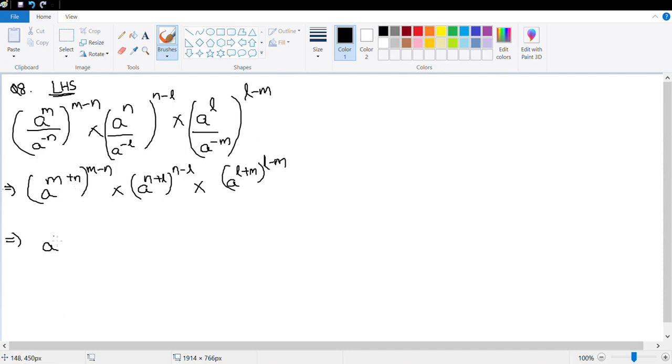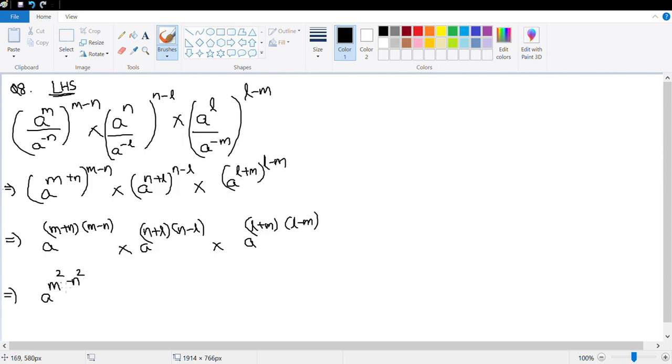So in this case, a to the power m plus n multiplied with m minus n, multiplied with a to the power n plus l multiplied with n minus l, multiplied with a to the power l plus m multiplied with l minus m. Now this is x plus y into x minus y. How much is that? Yes, x square minus y square. In this case, m square minus n square. In this case, it will be n square minus l square. And here it will be l square minus m square.